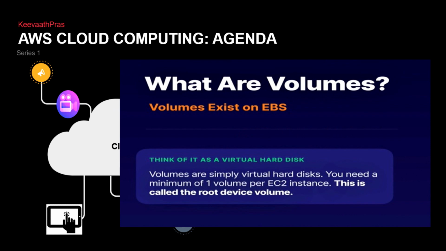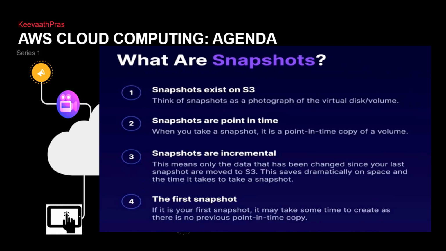A volume actually exists on an EBS. This is like a virtual hard disk. You need a minimum of 1 volume per EC2 instance, and this is called the root device. Don't worry, we will show this in the live demo. A snapshot already exists in the S3. So what is called a snapshot?